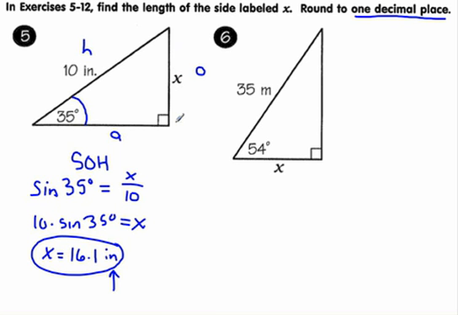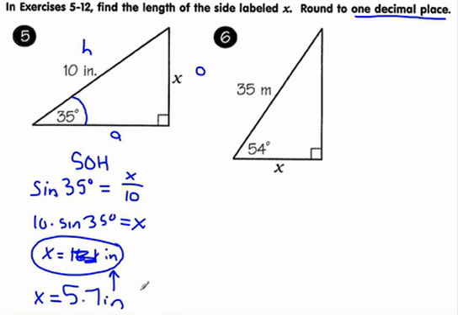I'm not sure if I put that in my calculator correctly. Let's cross that one out. Let's try that one again. It's 10 times the sine of 35 degrees. Oh yeah, that's only going to be 5.7 inches. So 5.7 inches is what x equals.